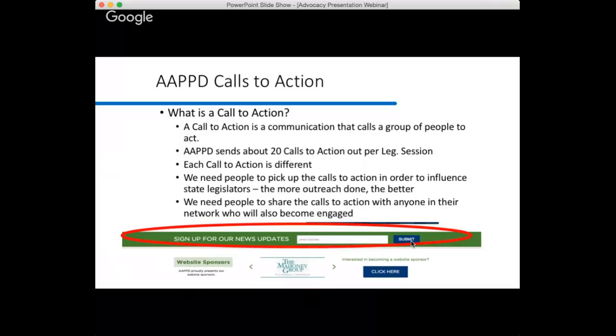Now, if you are an APAD member, and you are not on our weekend wrap list or our email list that goes out, we can certainly add you at any time, and that is actually separate from this public news update list.